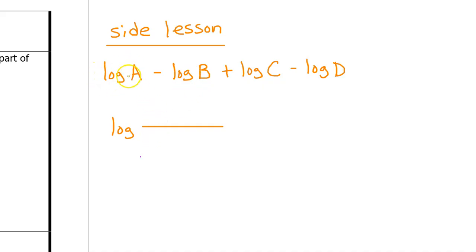Because this first term is positive, the a will end up in the numerator. Because the second term is negative, the b will end up in the denominator. Because the third term is positive, the c will end up in the numerator. And because the fourth term is negative, the d will end up in the denominator.